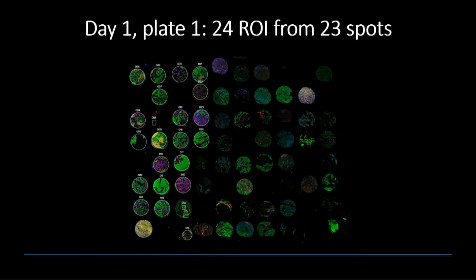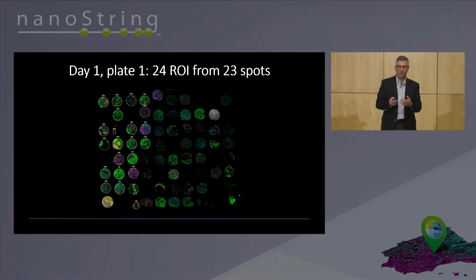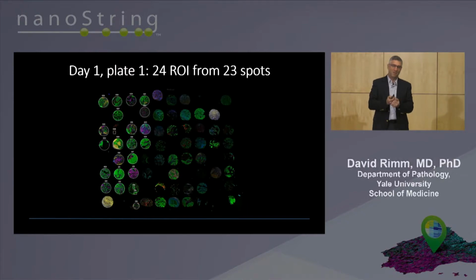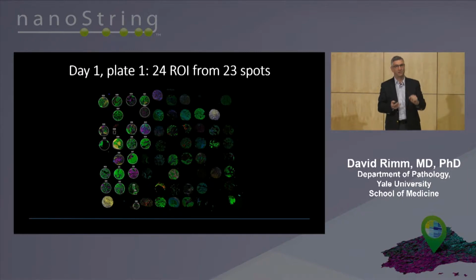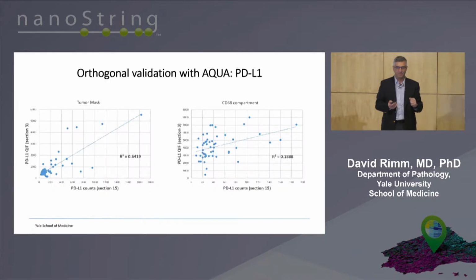But we're still okay. We don't want to throw that spot away because it represents valuable patient information. But this is how it really works, sort of in the real world. In day 1, on plate 1, we collected 24 ROIs from 23 spots. And then in each ROI, we have the 4 molecularly defined compartments that I mentioned earlier.